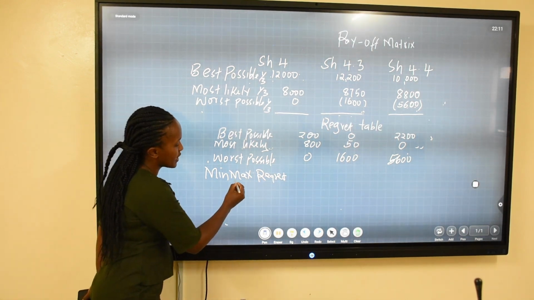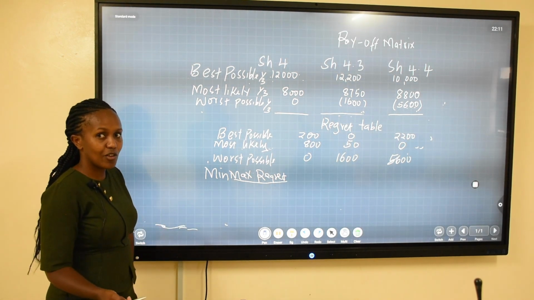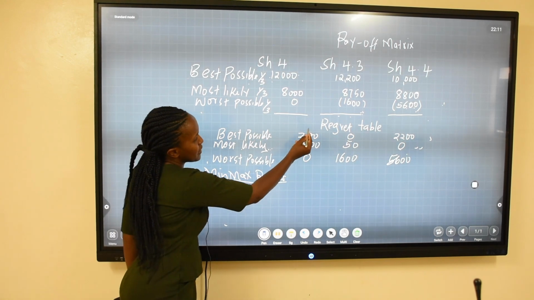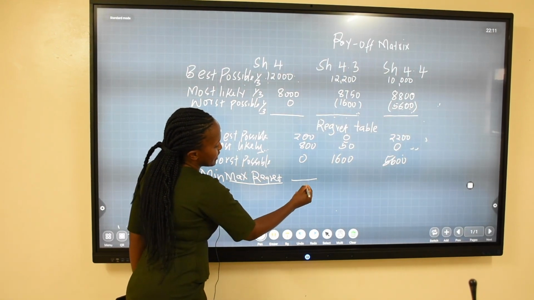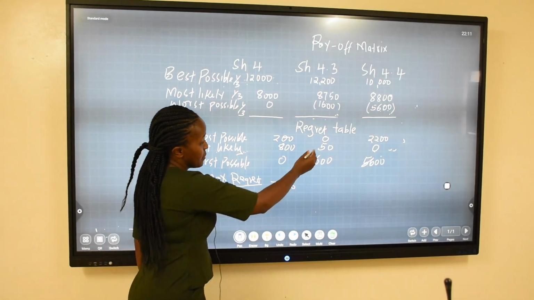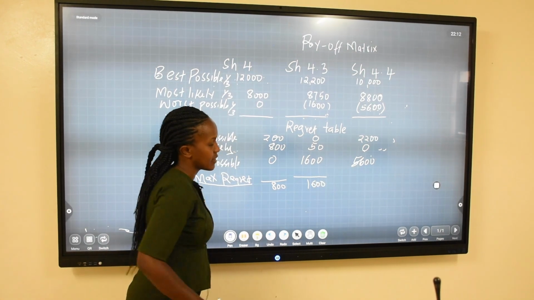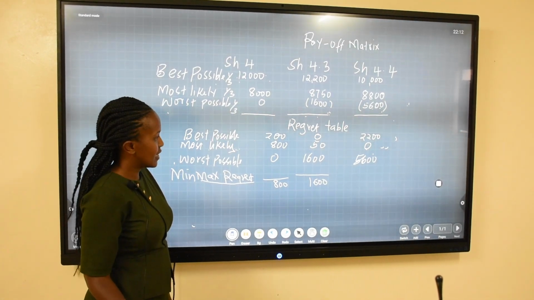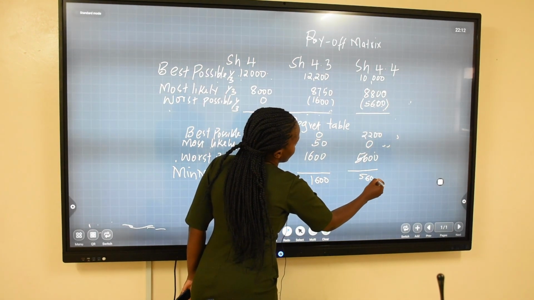Therefore, we are going to first of all get the maximum regret. What is the maximum regret under each alternative? So the maximum regret under the price of shillings 4, the maximum regret is 800. The maximum regret here is 1,600. That is the maximum regret. And the maximum regret here is 5,600.